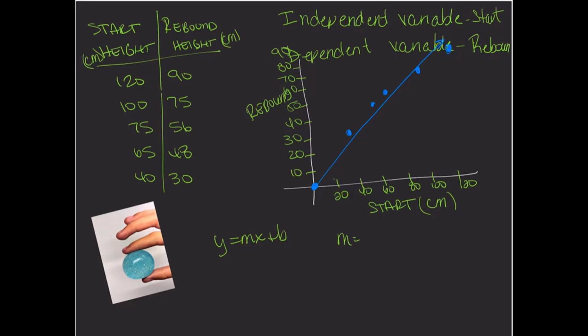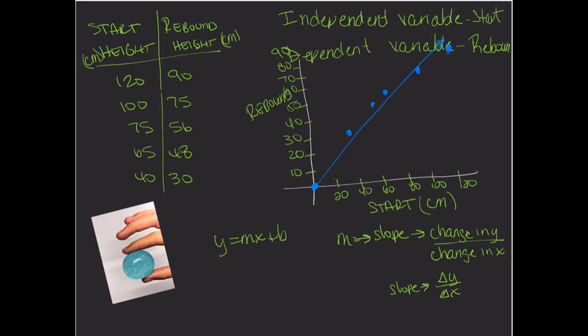So m is the slope. And to find my slope, I'm looking for the change in y over the change in x. In math, instead of always writing the words change in y and change in x, we can use this little symbol called delta. So delta y over delta x is slope. And I know that you guys have talked about delta y over delta x in your science classes. So ultimately I need to find my change in y over my change in x.